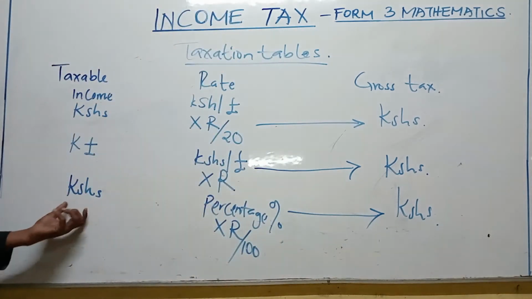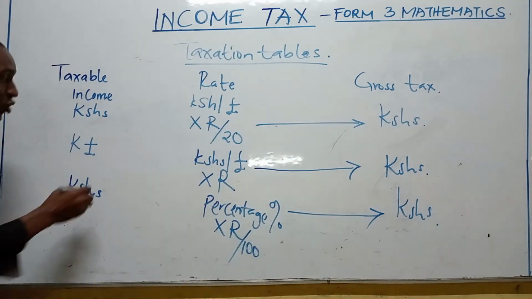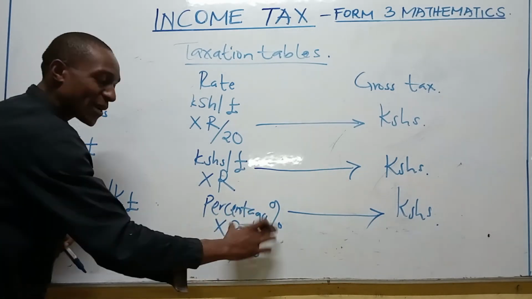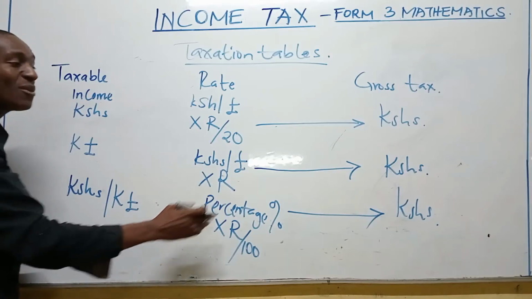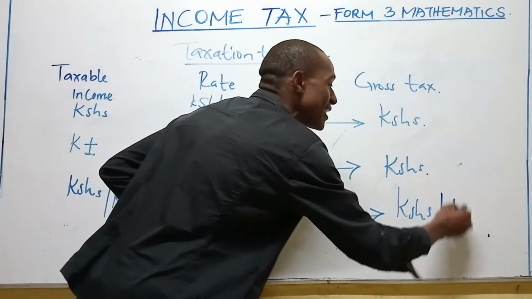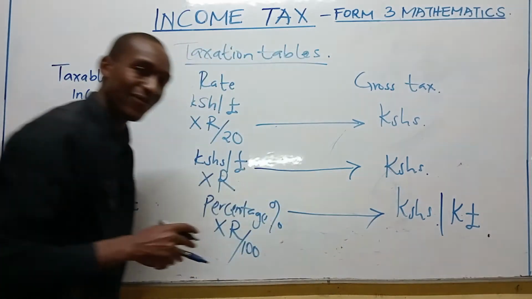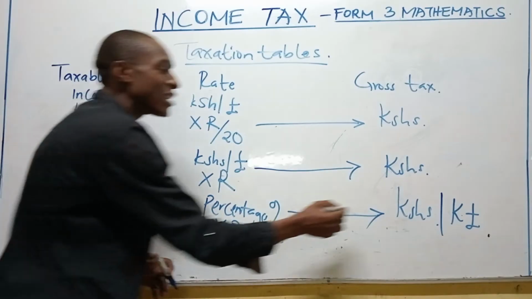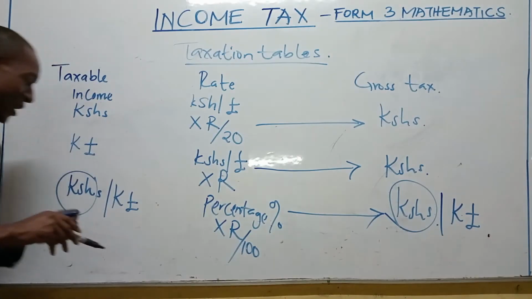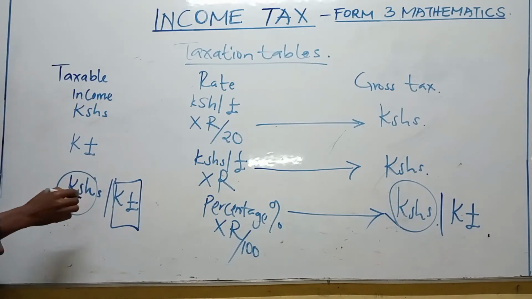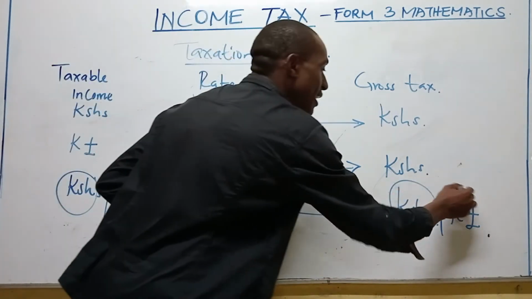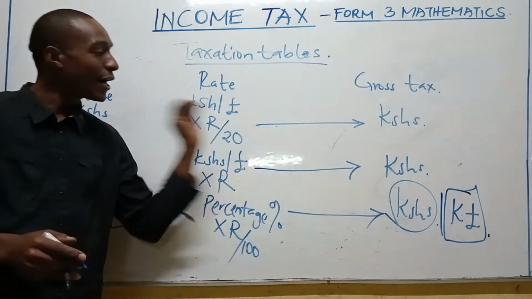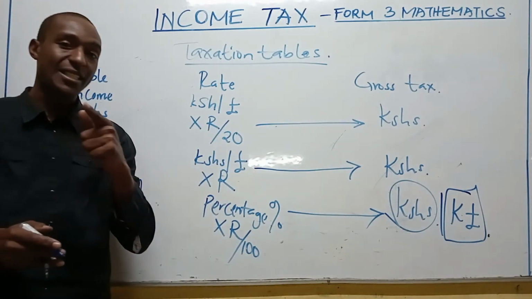I want to tie something else with the last one here. Suppose your taxable income was Kenya pounds, and then the rate is percentage. You do the same here, but now the result changes a little, and you get Kenya pounds as your result. If it is Kenya shillings, rate in percentage, you do the same and you get Kenya shillings. If it is Kenya pounds and the rate is in percentage, you get your result here as Kenya pounds. These are the 3 nature of tables that you expect.